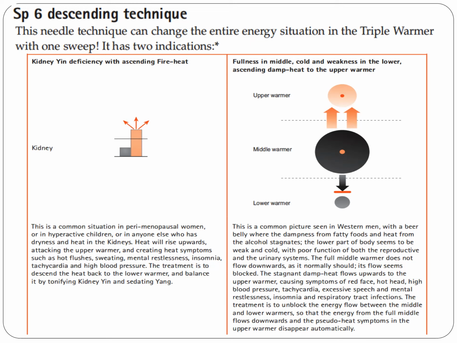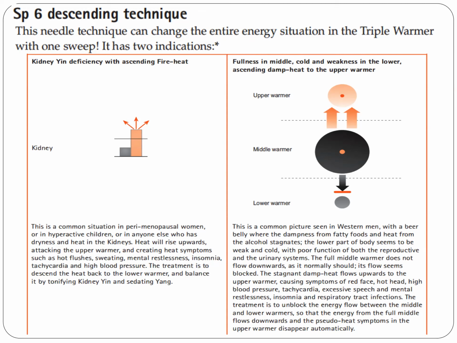Another situation when we have fullness in the middle, cold and weakness in the lower, ascending damp heat to the upper warmer. Okay, this is a common picture seen in Western men. Hindi lang yata Western, pati dito na, no? Okay, with beer belly, diba? Beer belly, where the dampness from fatty foods and heat from the alcohol stagnate. So this is something that everybody should remember, no? Especially those who can relate. Okay, beer can actually give you dampness, and the heat from the alcohol will stagnate. No, that will also be heat.